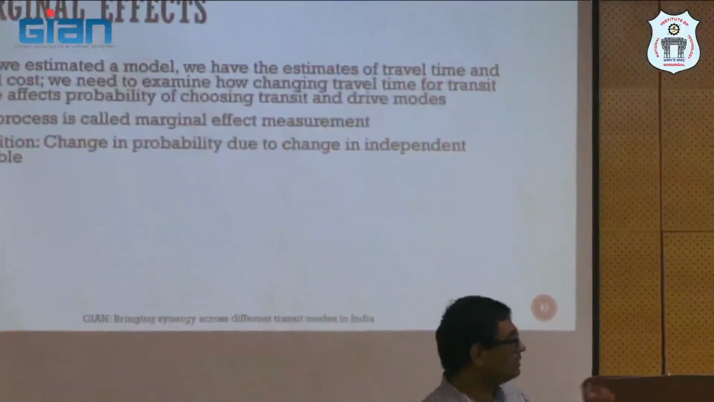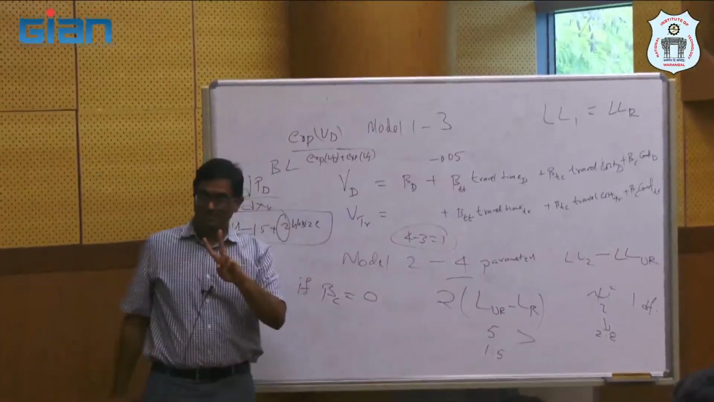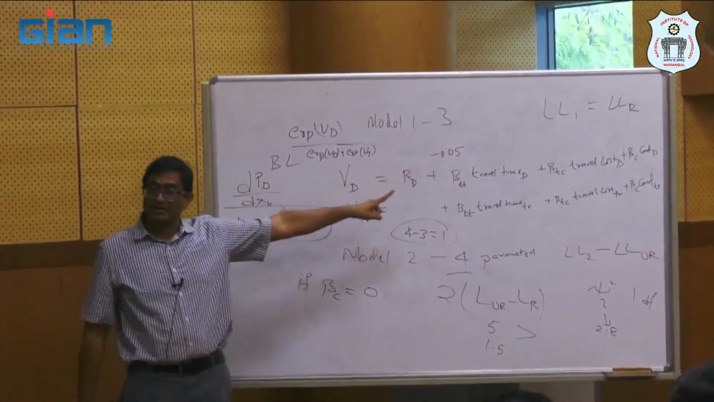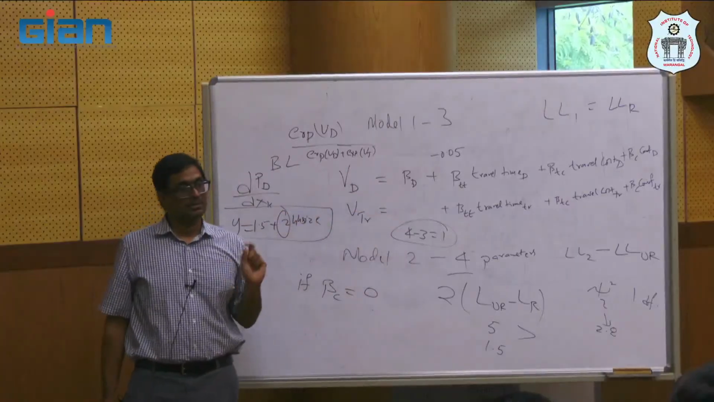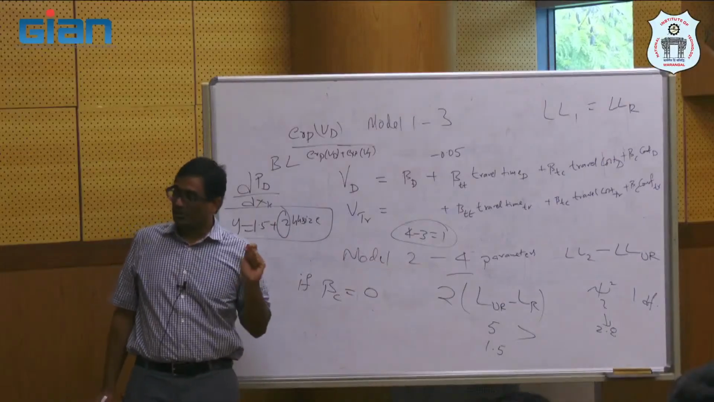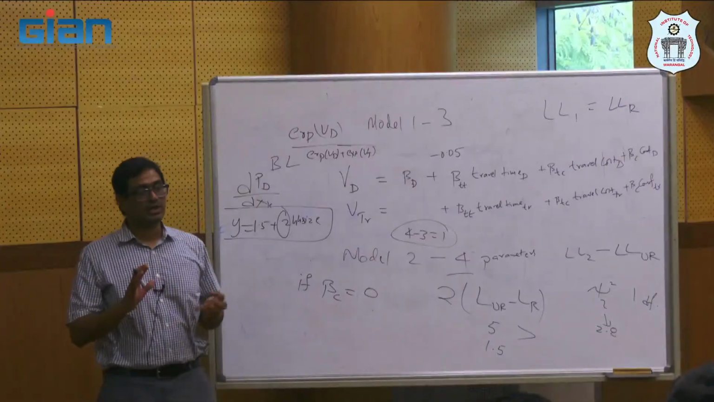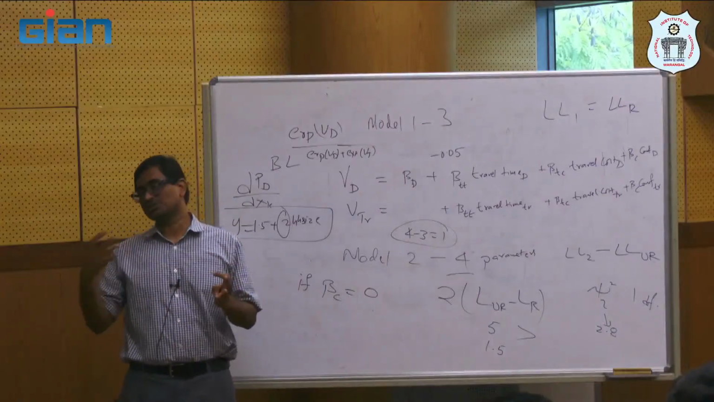Now, what happens is there are two travel times. Travel time for drive will change the probability for drive, but changing travel time for transit also will change the probability for drive. So that's why there are two elements. We call them self marginal effects and cross marginal effects.